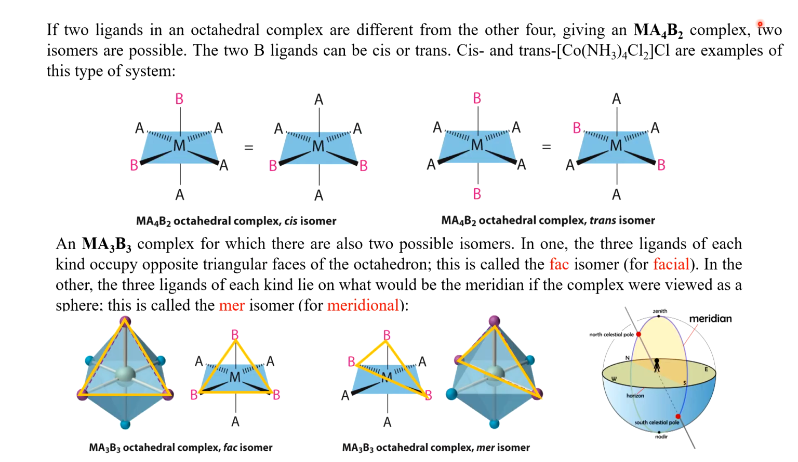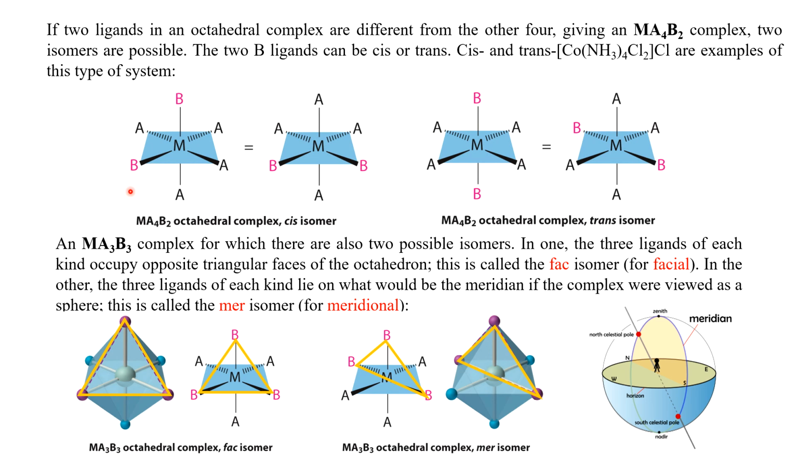If an MA4B2 type of complex is there, then cis-trans isomerism is possible because two same ligands are there. Now we can compare their positions and tell cis or trans. With respect to A, we cannot tell, because they are also cis, they are also trans. But at least with respect to B, we can tell whether it is cis or trans.